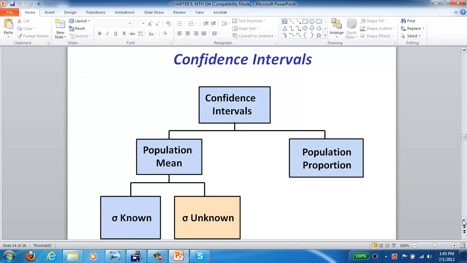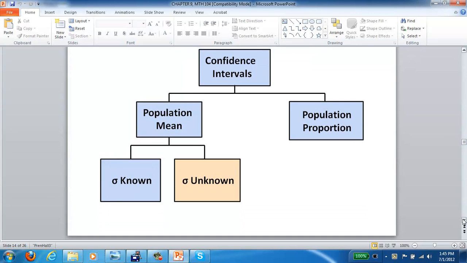Let's continue with the second part of chapter 9. In this case we go to the population mean case number 2, when sigma is unknown. That means we don't know the standard deviation of the population, but we will know the standard deviation of the sample.